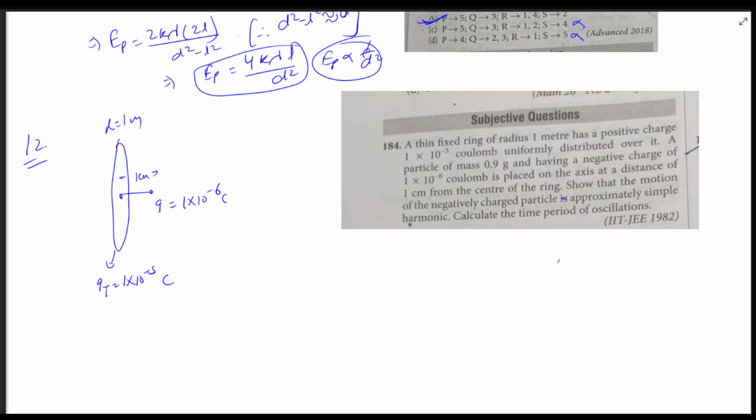Now show that the negatively charged particle is approximately SHM and calculate the time period. So yes, it will be SHM. Why? This 1 centimeter is much less than 1. So it will come out to be SHM, right? So let's just solve: electric field at any point P at a distance x due to ring is what?